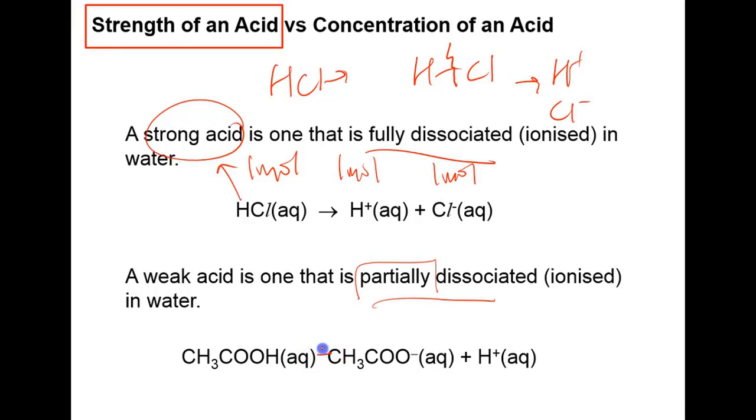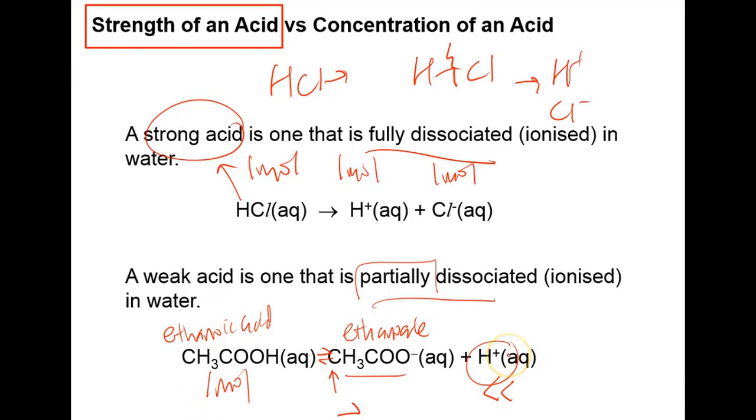For example, I have ethanoic acid over here. You notice that the arrow here is a reversible arrow. So it shows that this reaction step is not complete, and only some of the ethanoic acid molecules actually dissociate to give me H plus and the ethanoate anion. So because it is not a full 100% dissociation, if I have 1 mole of this, I will have much less than 1 mole of H plus, much less. So this means that this acid is a weak acid versus a strong acid which is fully dissociated.